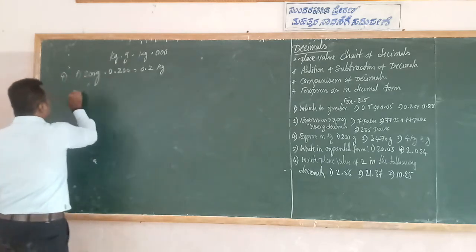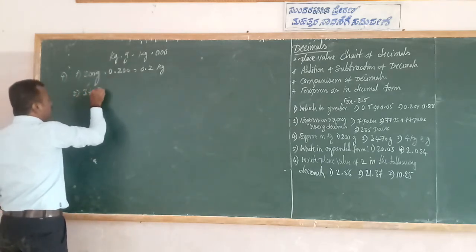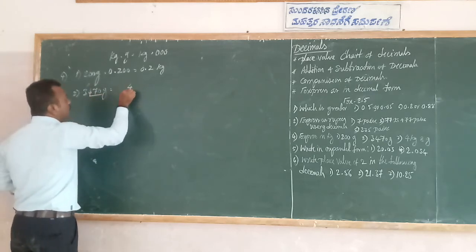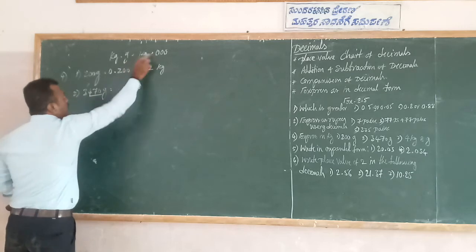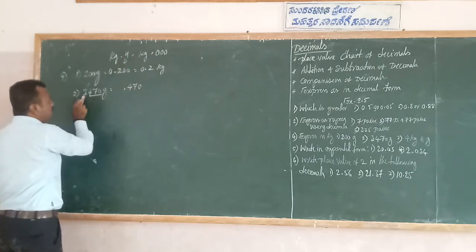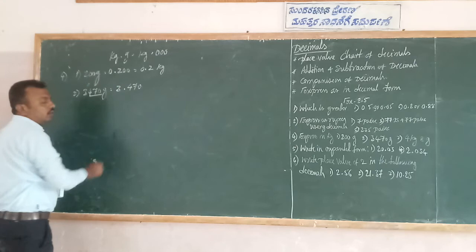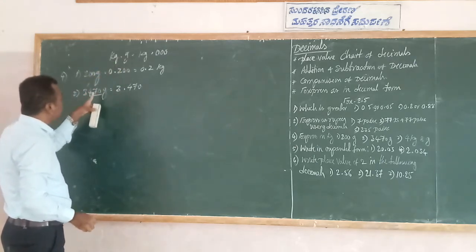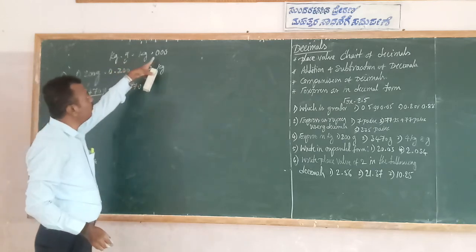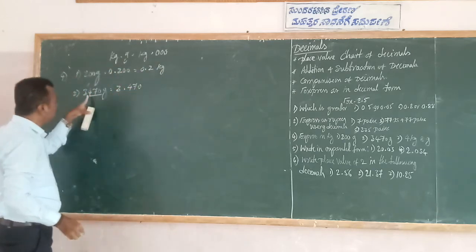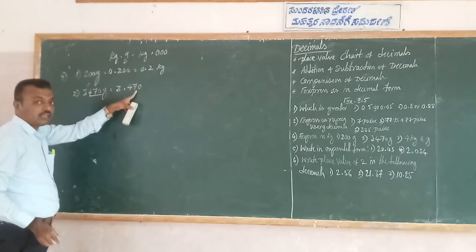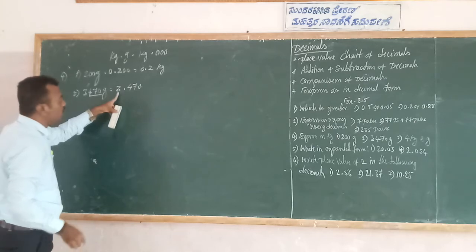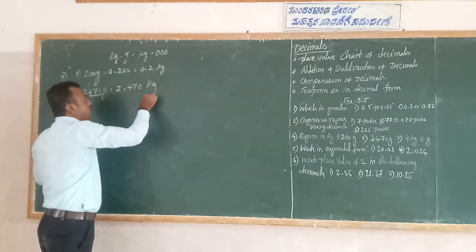3470 gram. In that, the last 3 digits fill the gram places, after the point. The remaining digit fills the kg place. The last 3 digits fill the gram places. What is the remaining digit here? 3. 3 fills the kg place. Therefore 3.470 kg. Like that.